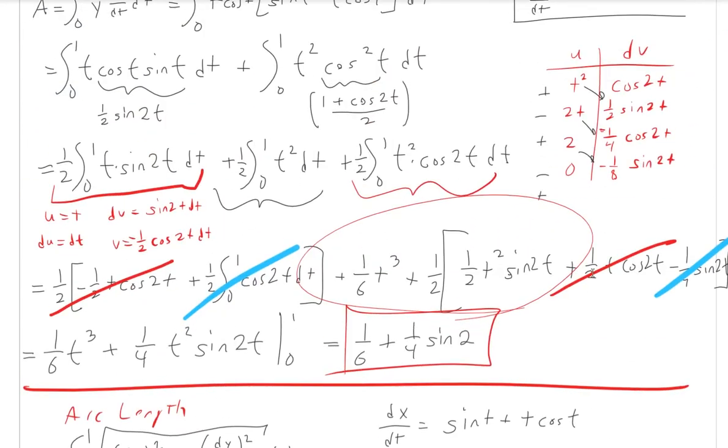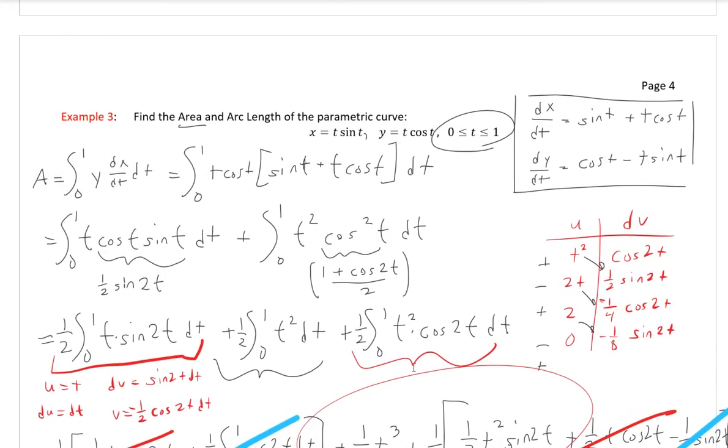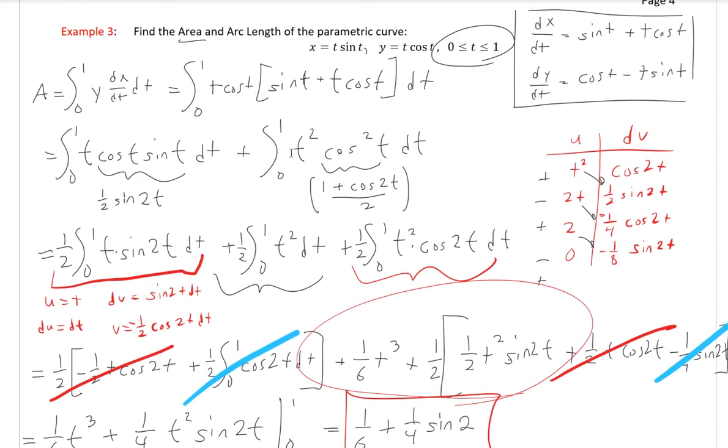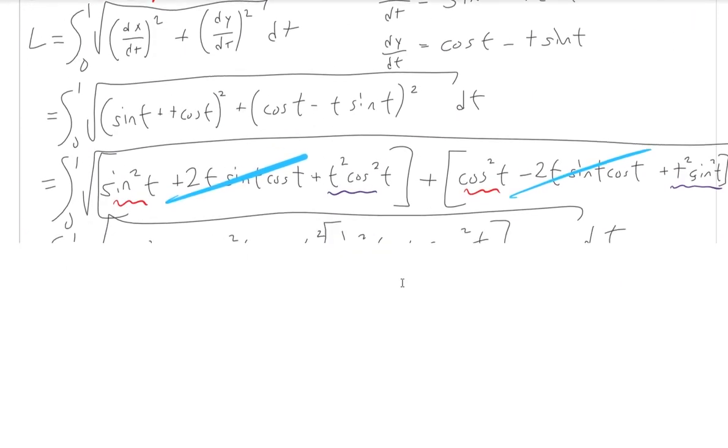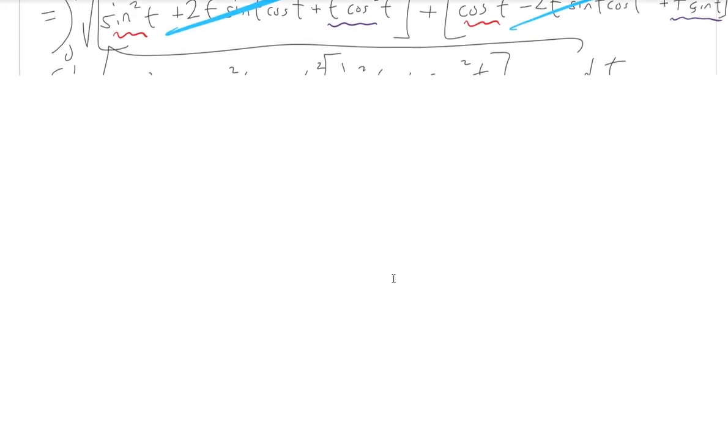Okay. See how fun these problems are? Look how long they take. So that's an example of area. That's probably a more egregious one. And then arc length as well. Again, kind of egregious, but not too terribly so.